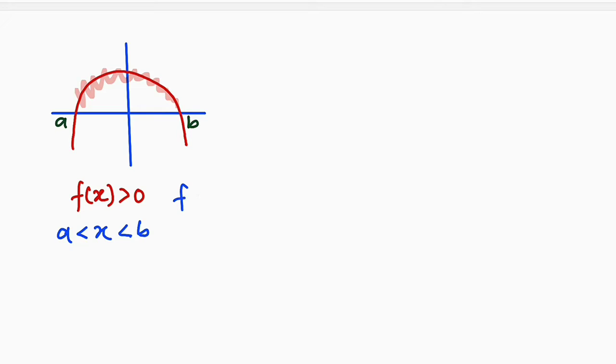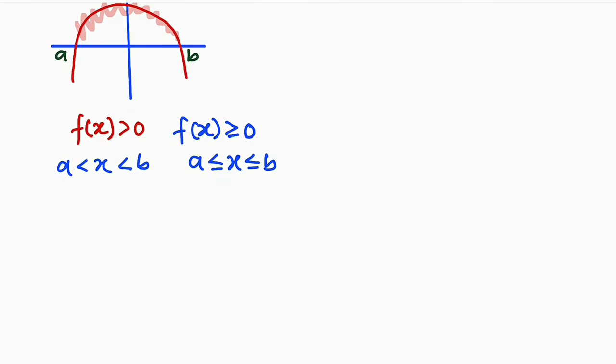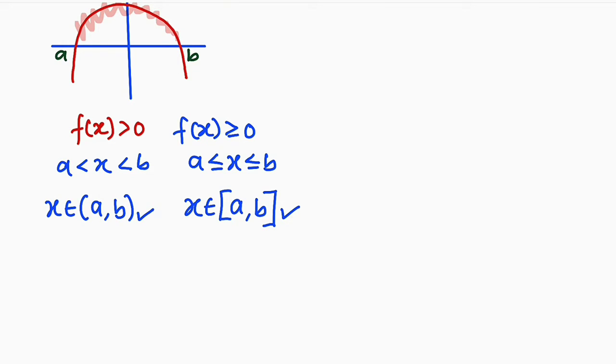And if f of x is greater or equal to 0, you just need to change the inequality. It will be a less than or equal to x less than or equal to b. And you can also write it in interval notation as x belongs to the set of values from a down to b, or you can write it as this one. The only difference is that we use square brackets here while we use parentheses for just less than type. So this is the first condition.